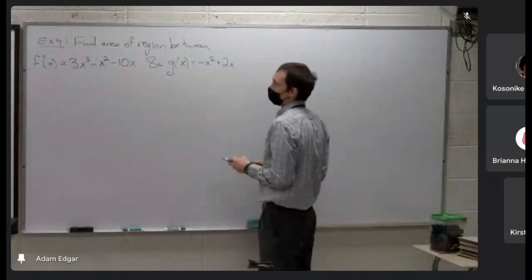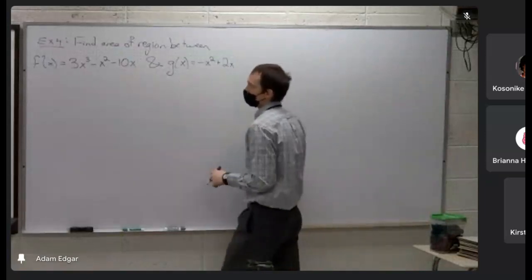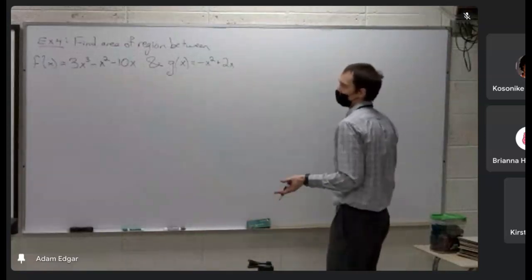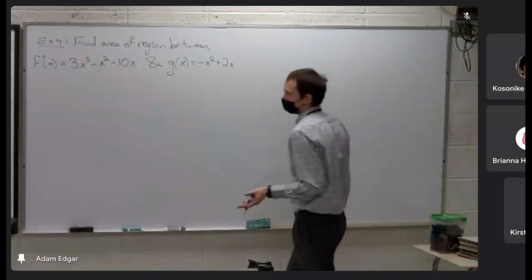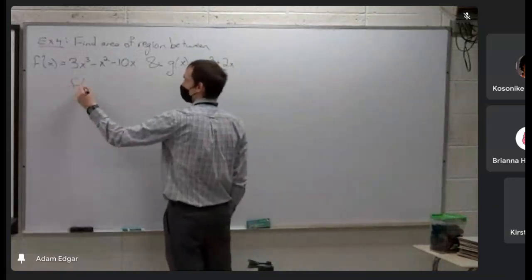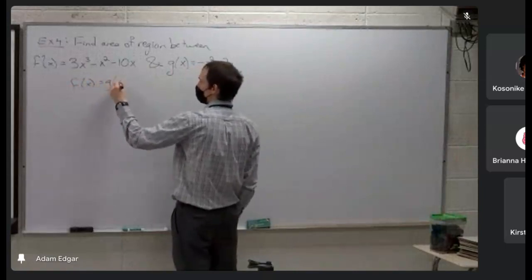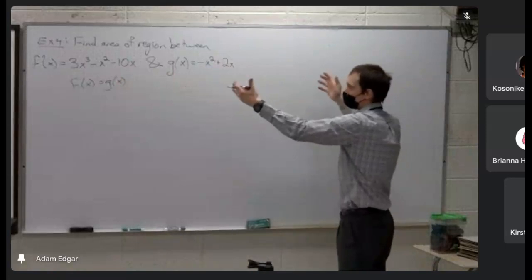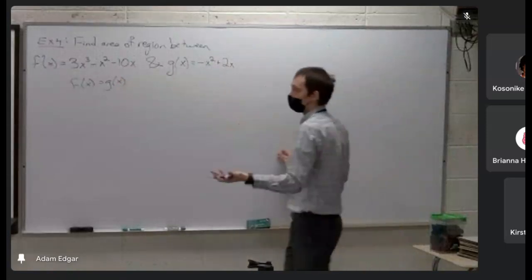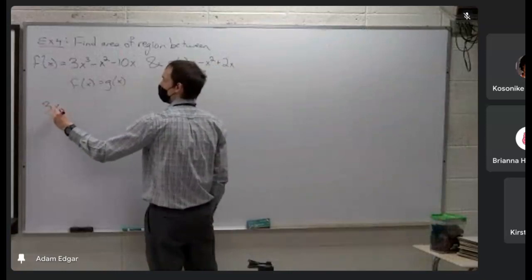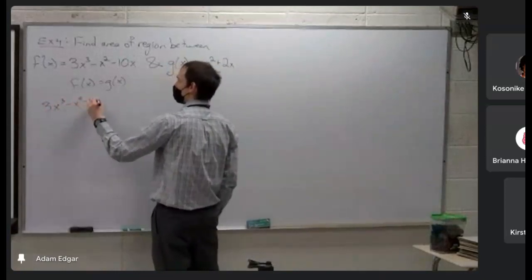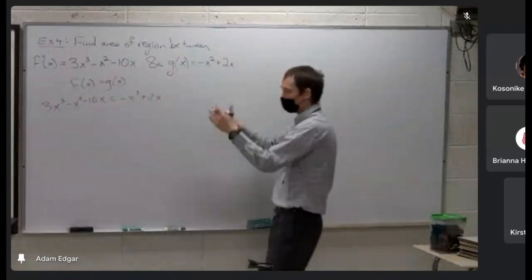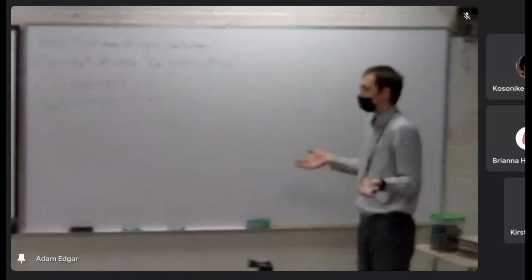Find the area of this region between these two curves. So, first of all, what do you notice we don't have? We don't have bounds. How are we going to get them? Set them equal. It's kind of like finding the zeros, except for zeros you set the thing equal to zero, which is what you would get if you subtract everything onto one side. So we have 3x cubed minus x squared minus 10x equals negative x squared plus 2x. Once you have this equation written down, you are finding the zeros for that equation.